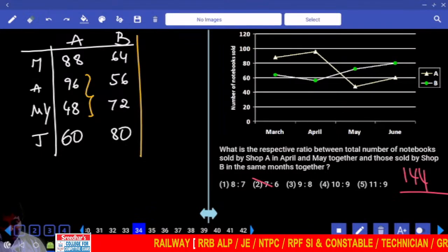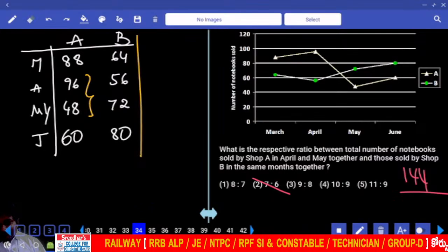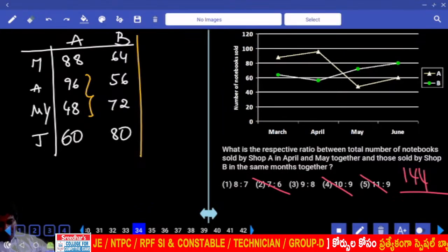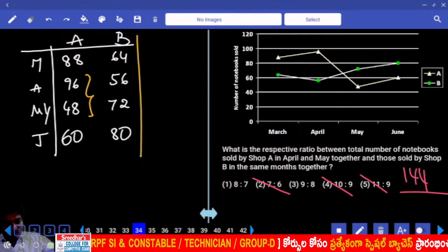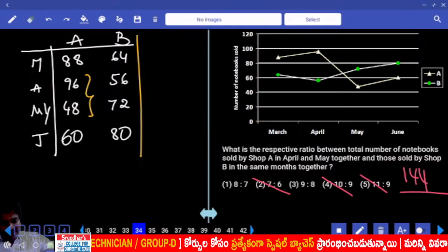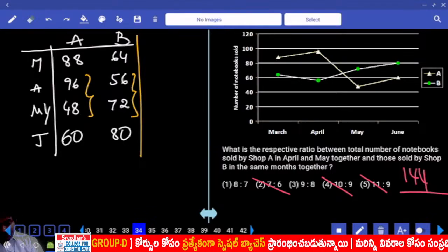Can it be the second option? 7 is not a factor. Is it a 9 multiple? Yes. 10? No. 11? No. Okay, 2 options are there. We have to identify the second number for sure, those sold by shop B in the same months together.